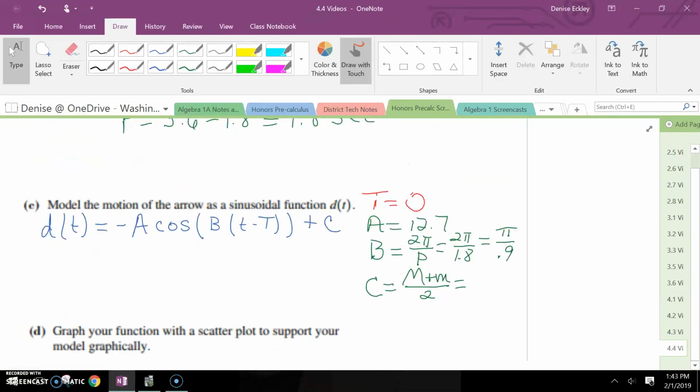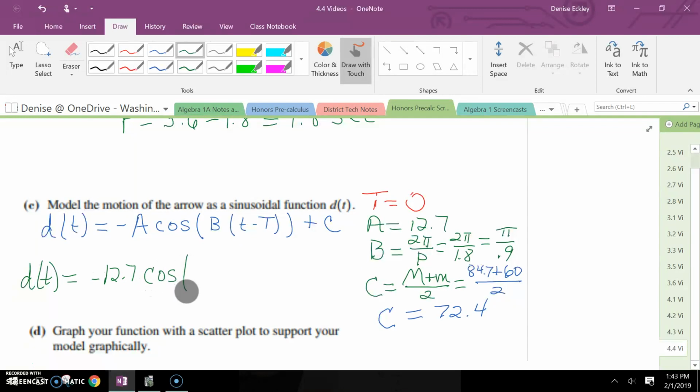So for our C, we're going to take 84.7 plus the 60 and divide that by 2. So we get a C of 72.35. It comes out to exactly 72.35, but because it's a little off, I'm going to round it up to 72.4 so it gives us that little bit of missing distance. So now we can fill in our function. So d of t is going to be negative 12.7 times the cosine of pi over 0.9 times t, and then plus our c, which is 72.4.